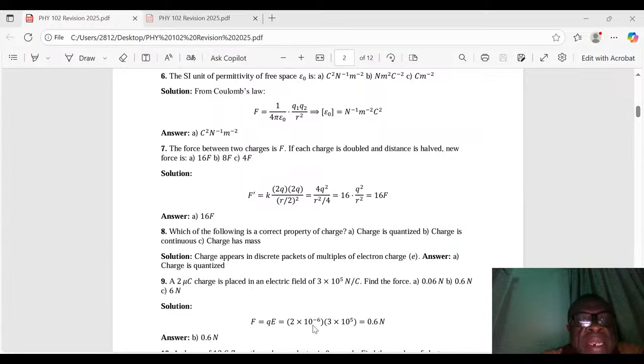Number 9, a 2 microcoulomb charge is placed in an electric field of 3 times 10 raised to power 5 Newton per Coulomb. Find the force. Look at the formula. Formula is important. F is equal to QE. So all the parameters are given. If you substitute that, you have 0.6 Newton. So the correct answer is B. That is number 9.